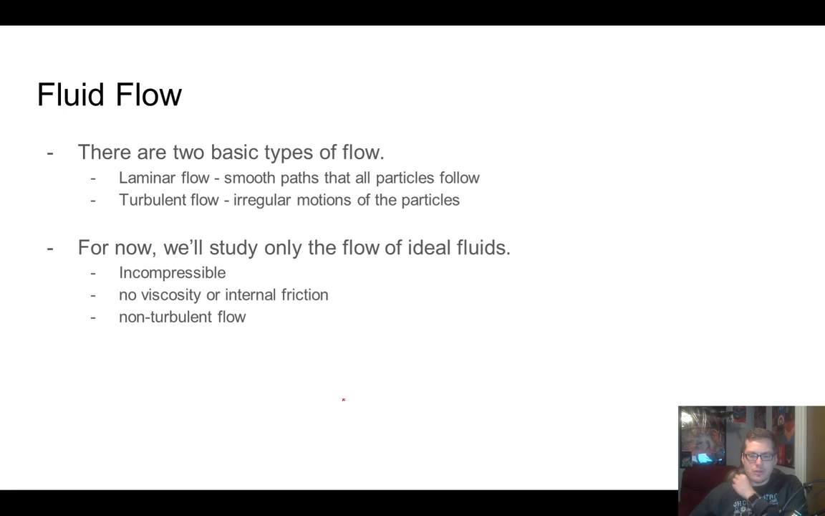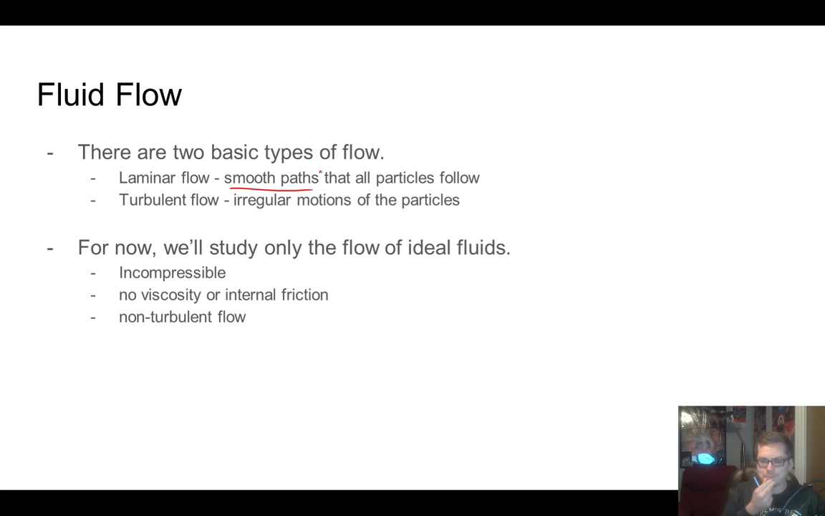Okay. So in general, there are two types of fluid flow. Laminar flow, or turbulent flow. Laminar flow assumes that everything moves in smooth paths and that everything just goes just fine, perfect, that everything is in ideal conditions. Turbulent flow is when your fluid is going in totally random, irregular motions and it's hard to predict what's going on.